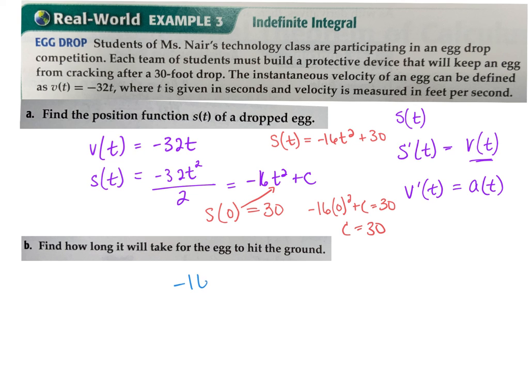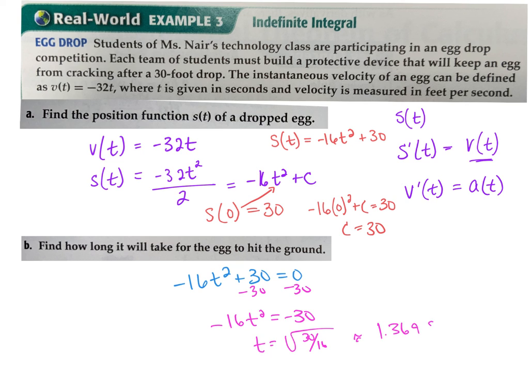I'm looking for where my position is. So if I want to know how many seconds it will take to hit the ground, I want to set my height function, my position function, equal to 0. That's when it hits the ground. And then I solve. How do I solve for this? Subtract 30. Divide by negative 16. And then take the square root. So t is going to equal the square root of 30 over 16, which gives you approximately 1.369 seconds.